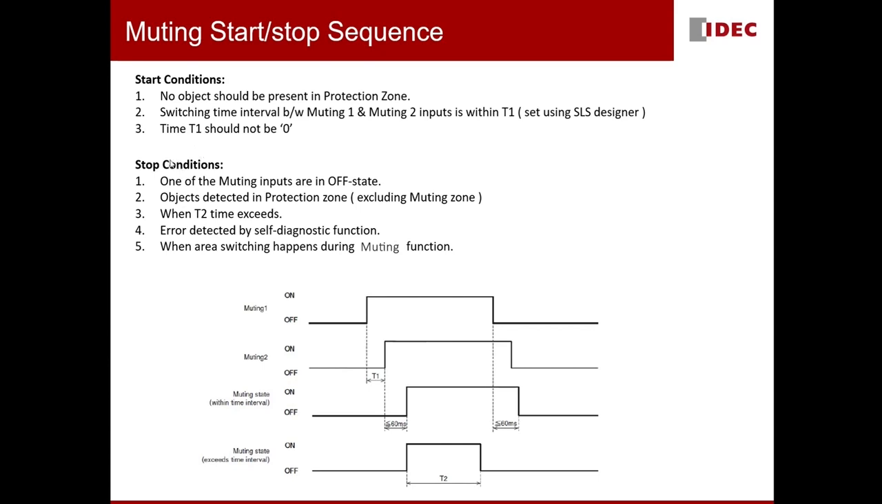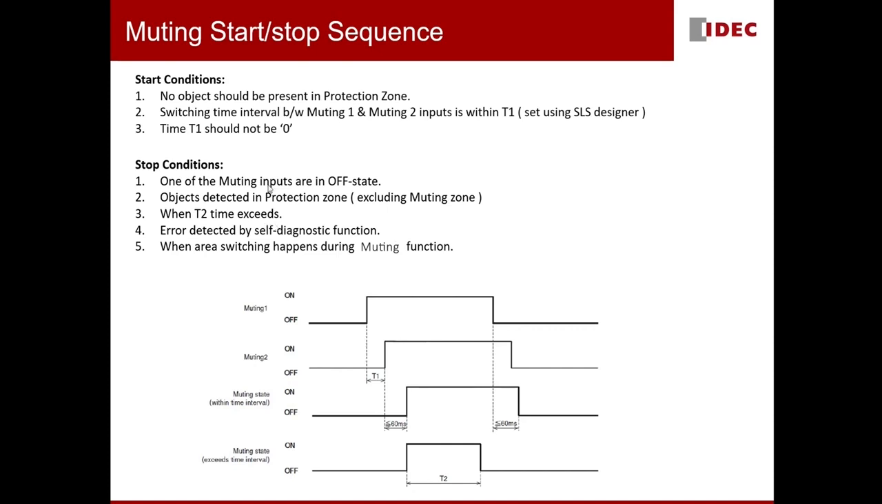For the stop conditions, first, the muting function stops if either one of the muting inputs goes off. Second, if the object is crossing the muting area into the protection zone, even in that case the function will stop. The third condition is if the timer t2 time exceeds. This timer can also be set using SLS designer.